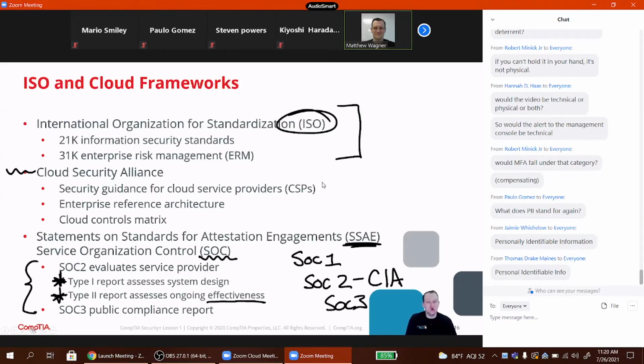But ultimately speaking, not a key component of this test, occasionally referenced, but not high on our list like ISO is.